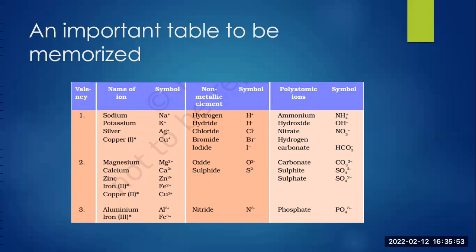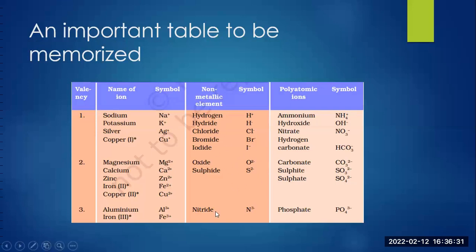the metals. So sodium, potassium, silver and copper, all of them have +1 valency, whereas magnesium, calcium, zinc, iron and copper have 2+ valency, and aluminium and iron have 3+ valency. Here you should note that copper and iron exhibit 2 valencies. Copper can be either 1+ or 2+. In case of iron, it can be either 2+ or 3+.